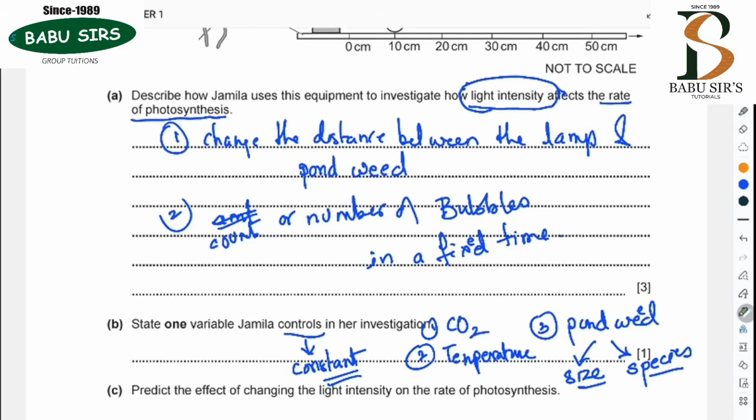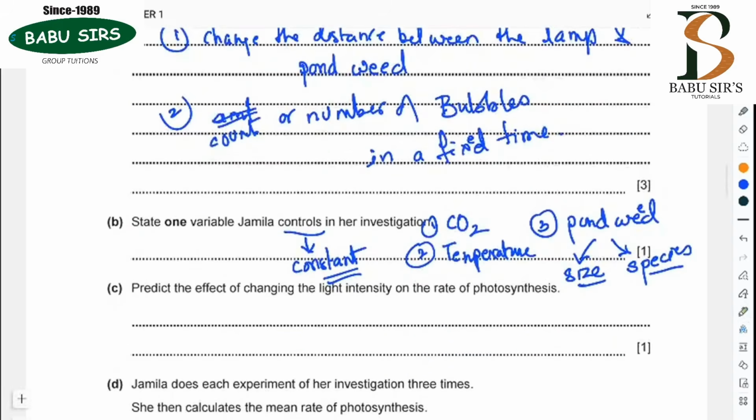Next is predict the effect of change of light intensity on the rate of photosynthesis. So if light intensity increases, rate of photosynthesis will also increase. Same thing you have to write. If light intensity increases, the rate of photosynthesis also increases.